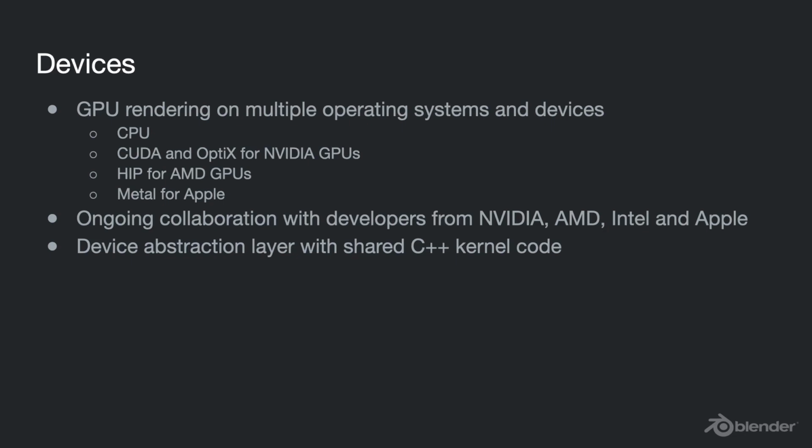In order to be able to render on all these different devices with these different APIs, we have an abstraction layer that will handle things like memory allocation, queuing kernels, executing kernels, native ray tracing APIs, and so on. And then on the other side, we also have a shared C++ kernel code, which can be compiled for all these different APIs with different compilers. And there's a bunch of macros and templates and so on to smooth over all the differences, to be able to write mostly device-independent rendering algorithms.